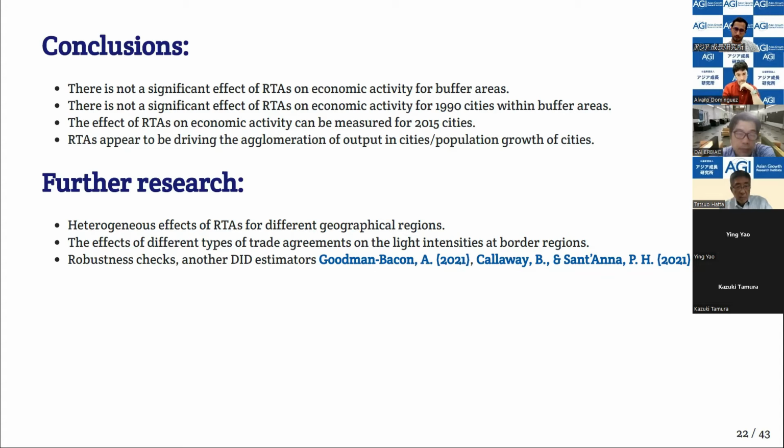What is something that we would like to do next? We would like to study the heterogeneous effects of RTAs. That's what I'm working on right now.